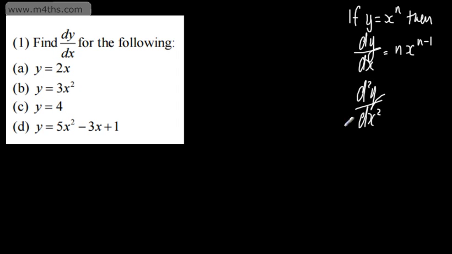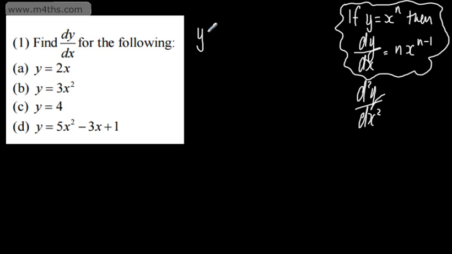This is the rate of change of the rate of change, or how is that tangent line changing. But let's just focus on this. This is the first derivative. So that's what we've got. So let's look at the first one. Y is equal to 2x. So this again is 2x to the 1. So dy by dx, the gradient function, or the first derivative, is simply going to be 2.